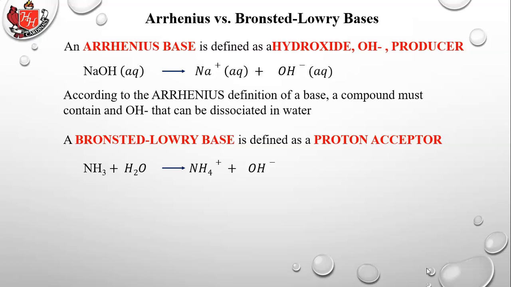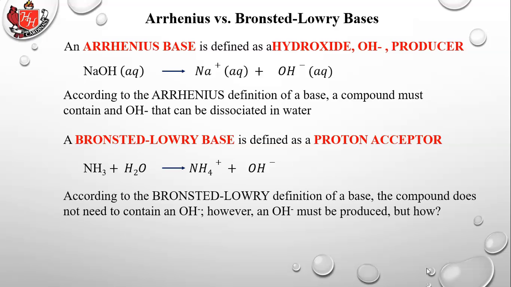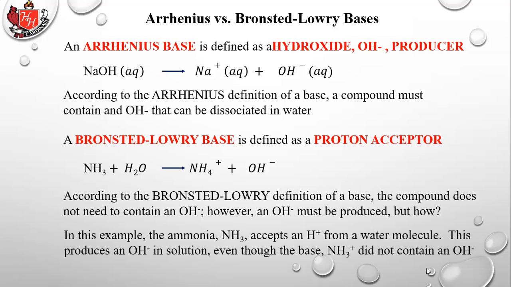So again, you're able to produce hydroxides in water with a base, even though the base itself does not have an OH attached to it. According to the Bronsted-Lowry definition of a base, the compound does not need to contain an OH. However, an OH must be produced. But how? In this example, the ammonia, NH3, accepts an H plus from the water molecule. This produces an OH in solution, even though the base, NH3, did not contain an OH.